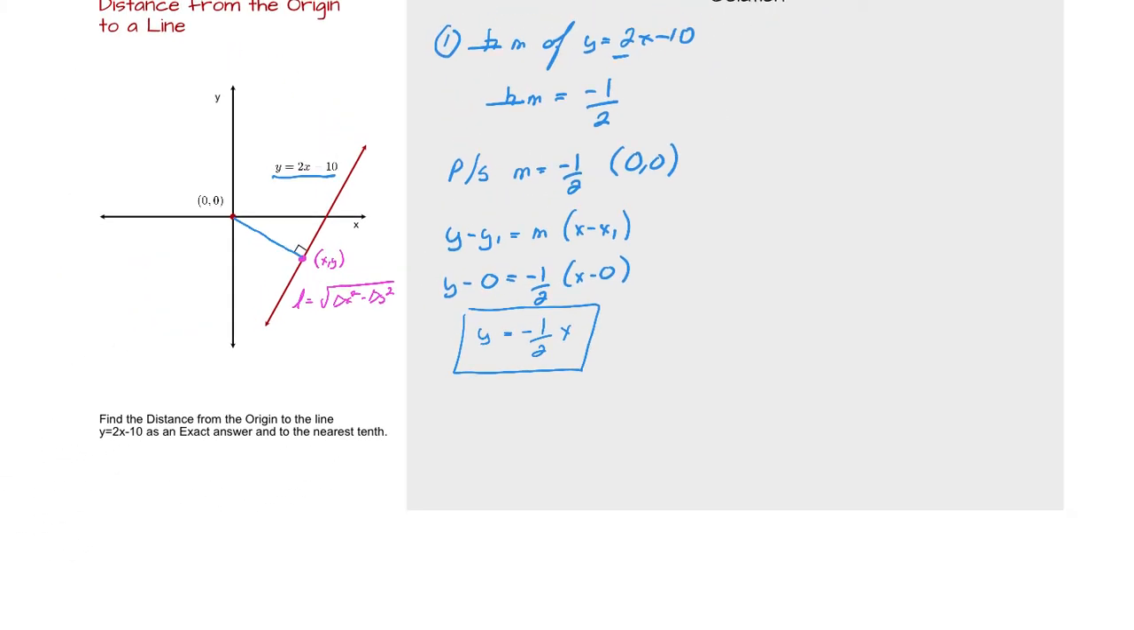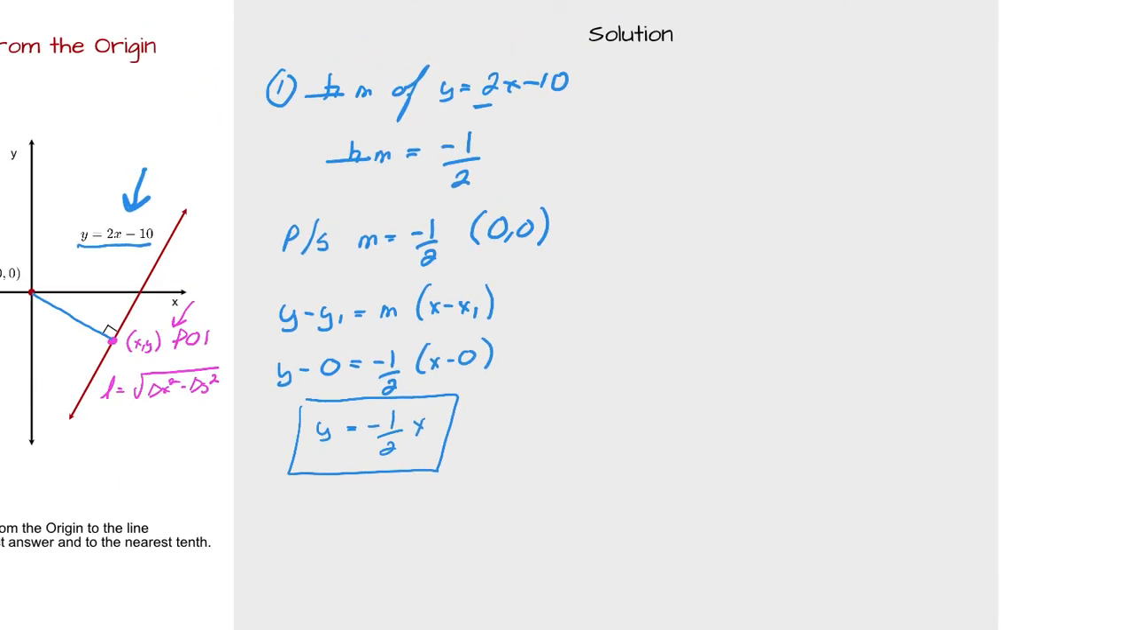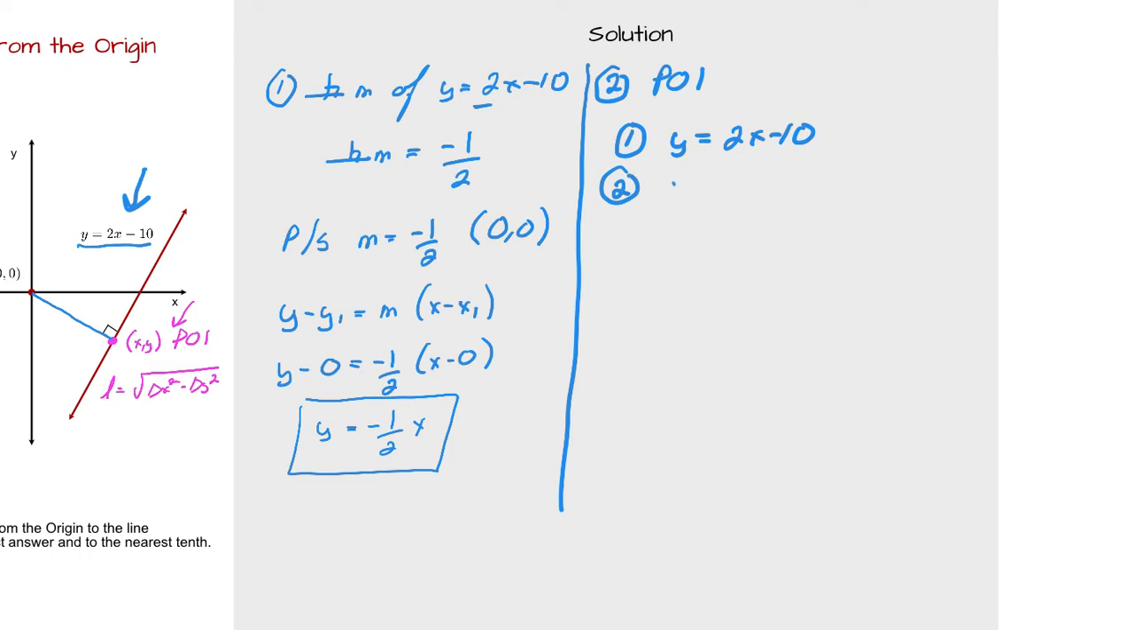The line that we are given is y equals 2x minus 10. And our next step now is to find the point of intersection, the POI. So I'm going to stack those 2 equations on top of each other. Step 2 is to find, again, the POI. Equation number 1, doesn't really matter which one is which, will be y equals 2x minus 10. Equation number 2 will be y equals -1/2 x.